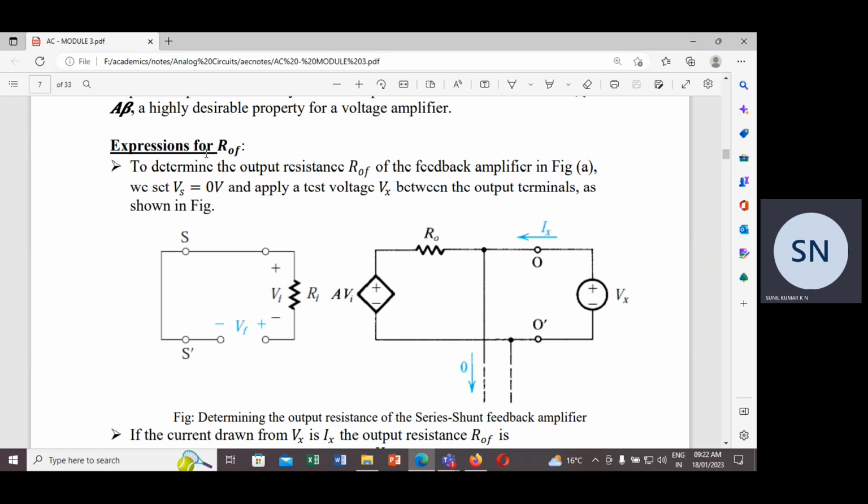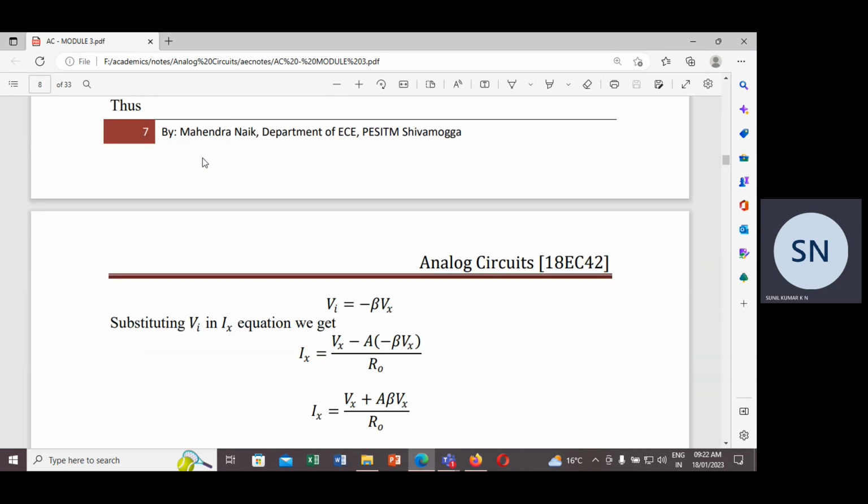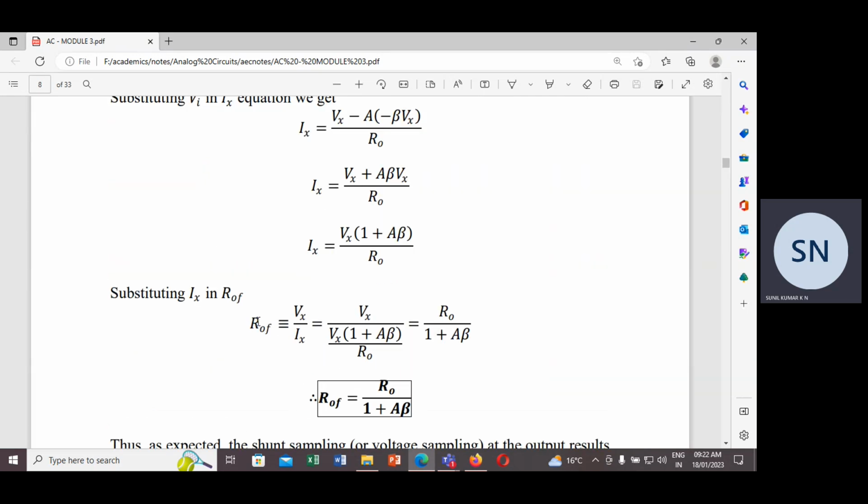So on the output side, depending upon the type of the signal, if it is current, you apply a test current source, and if it is voltage, you have to apply a test voltage source. Since the source signal is 0, the only path is through the feedback part because of the applied test source. So you are going to find out what the output resistance with feedback is in the shunt configuration. That is, in this case, shunt is the output side.